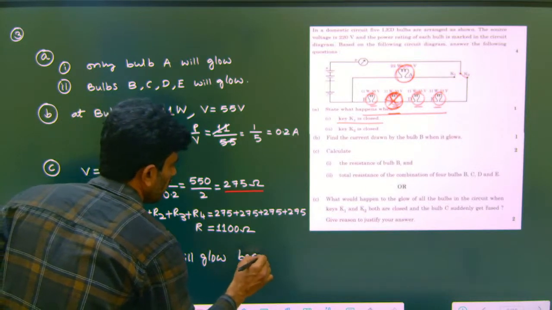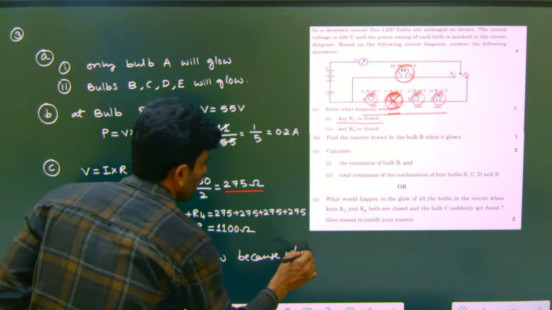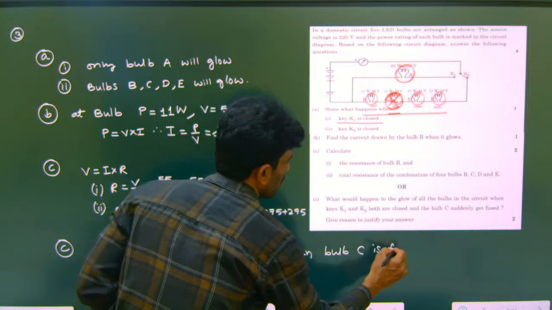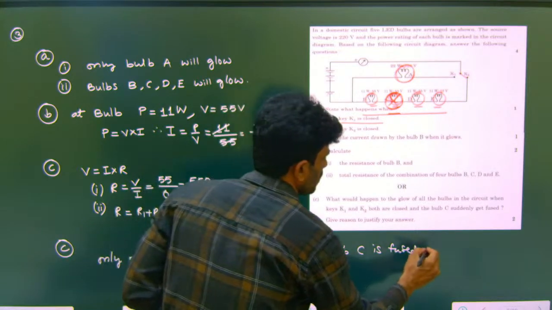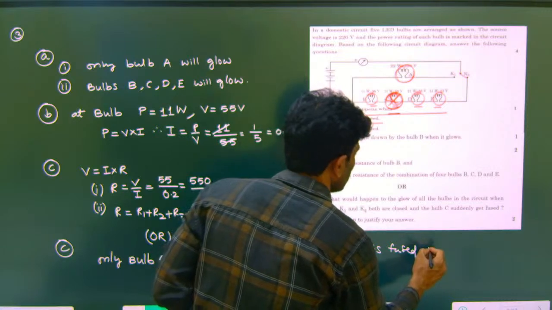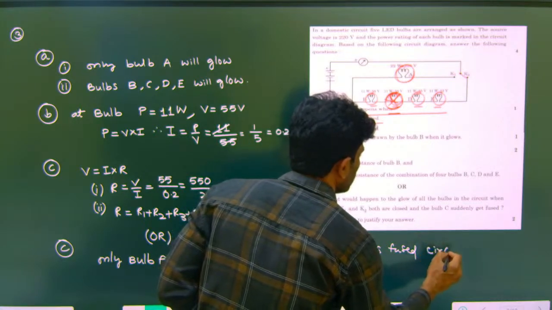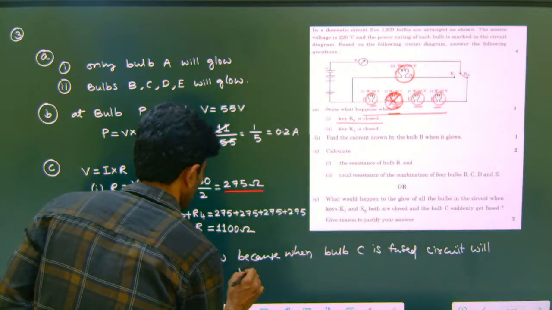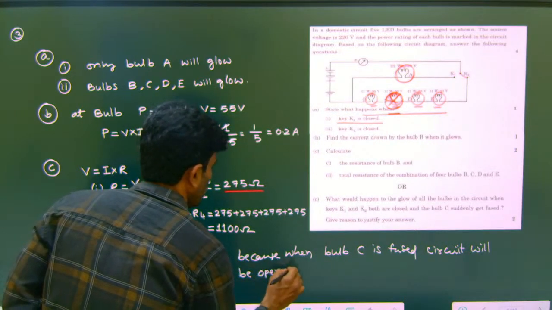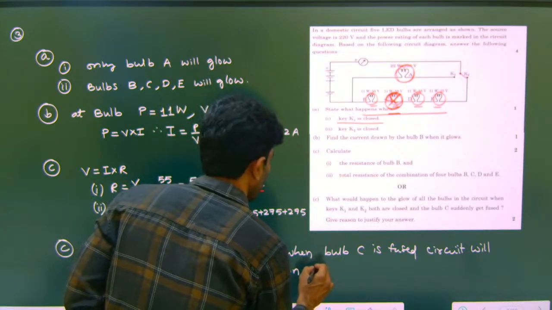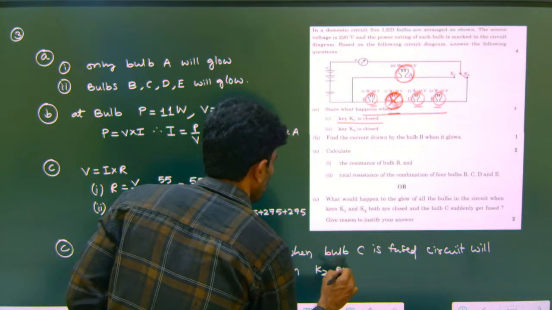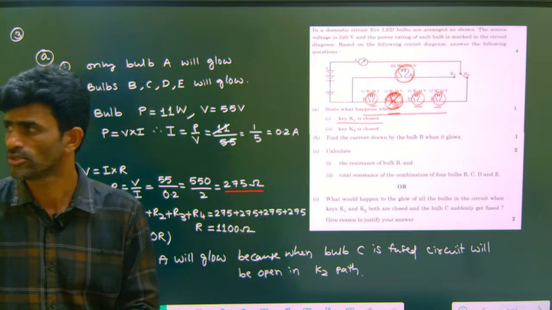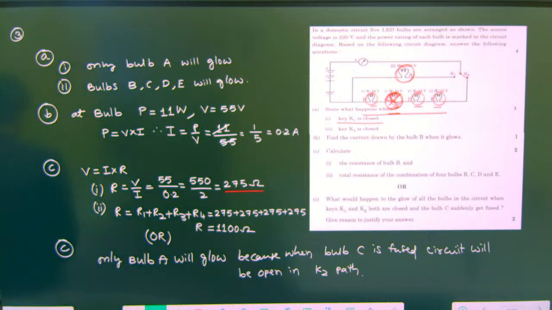Only bulb A will glow because when bulb C is fused, the circuit will be open. You can justify your answer like this. Hope you understood about this case study question clearly.